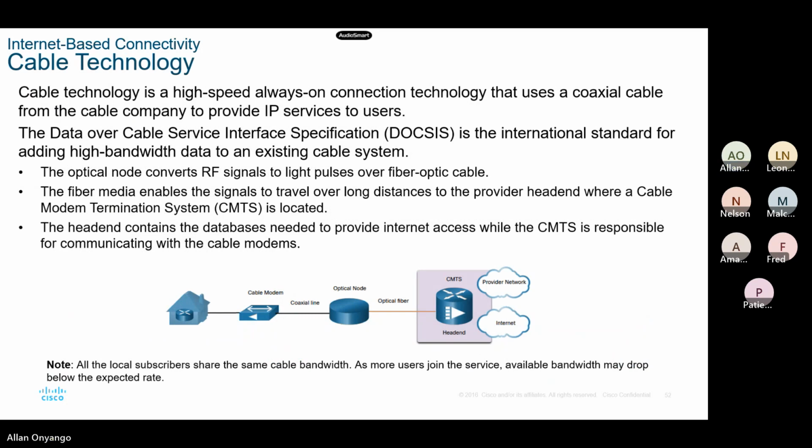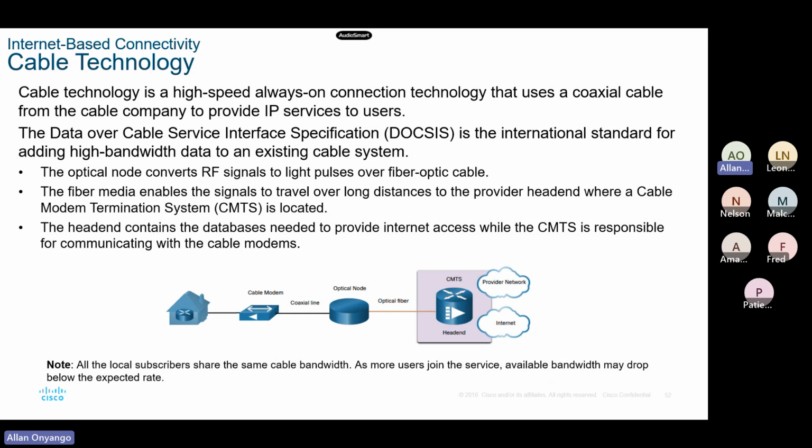Now, it's important to note that for all of us who consume internet and TV content, the cable technology has been here for a very long time, and it has a very high speed, always-on connection, which uses the coaxial cable from the cable company to provide some of these IP services to the users. It has what is called DOCSIS, the Data Over Cable Service Interface Specification, which is an international standard for adding high bandwidth data to an existing cable network.